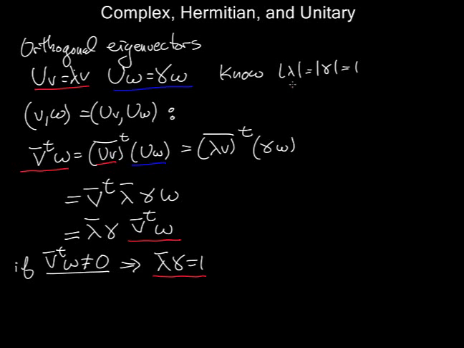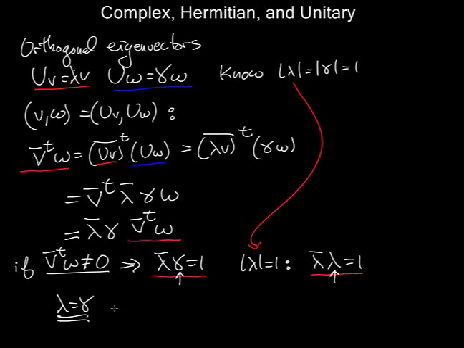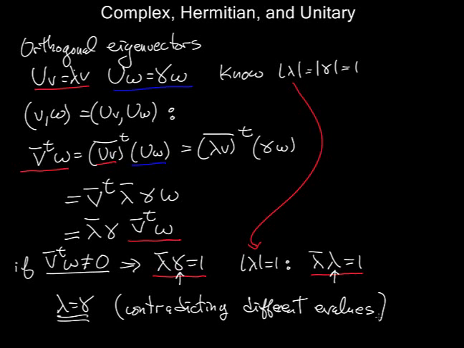Well, we're supposed to get a contradiction. What's wrong with that? Well, look up here. The absolute value of lambda is equal to 1. Well, the absolute value of lambda being equal to 1 says lambda bar lambda is equal to 1. And you see the contradiction? Here I have lambda bar gamma is equal to 1. Here I have lambda bar lambda is equal to 1. Well, if you look at these, it obviously says that lambda has to equal gamma. But that's a contradiction. I was assuming that the eigenvalues were different. So if the eigenvalues are different, then it forces them to be orthogonal.